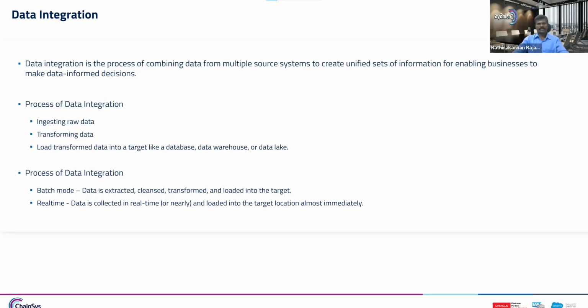Then data integration is the process of combining data from multiple source systems to create unified sets of information, enabling businesses to make data-informed decisions. The process of data integration starts with ingesting raw data, then transforming the data, then loading the transformed data into the target systems.